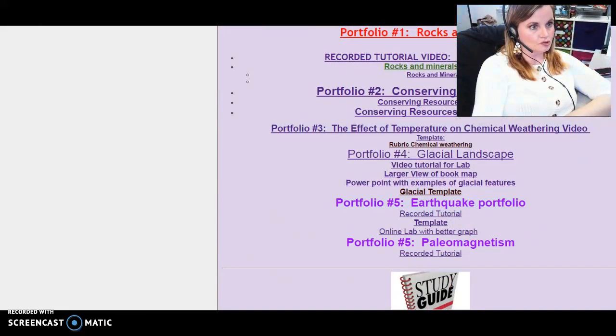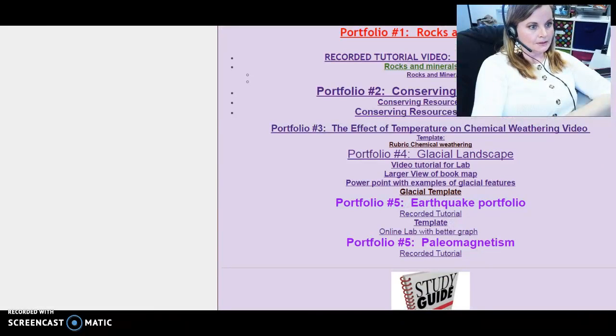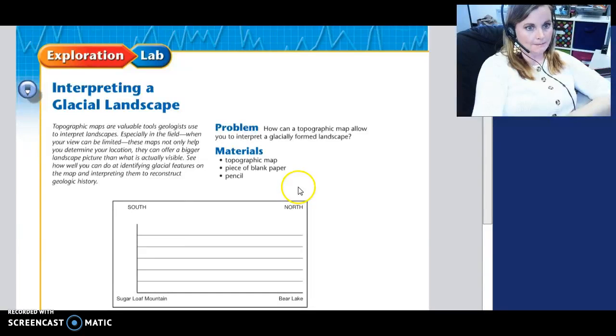Not the right one. Alright, I've got to find the textbook again. Where are you? I don't know. So we're just going to click on the link again and open it back up.